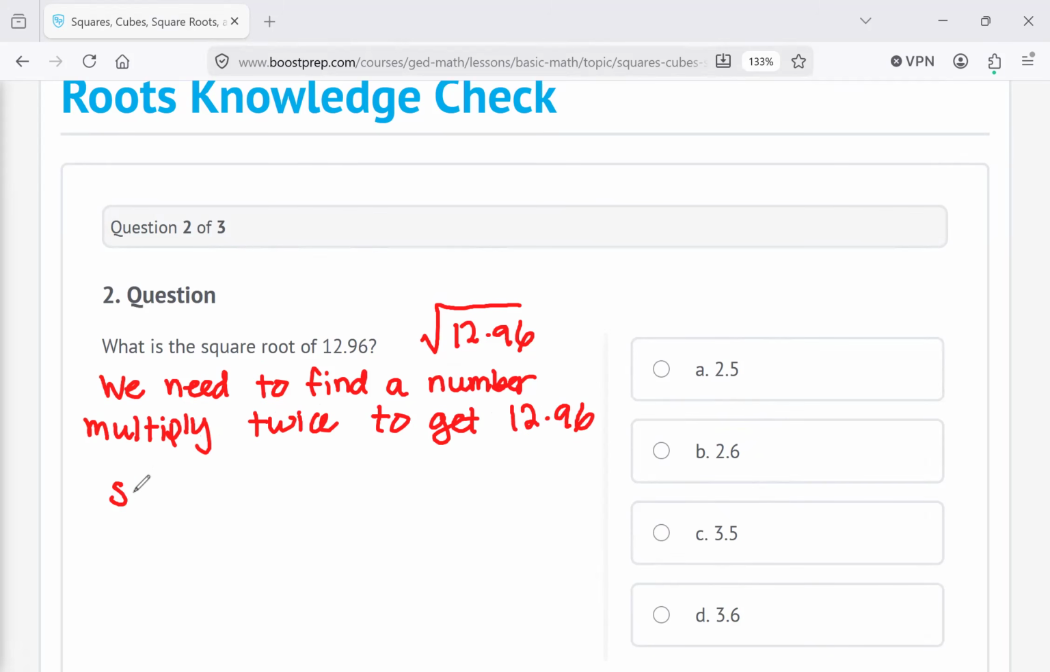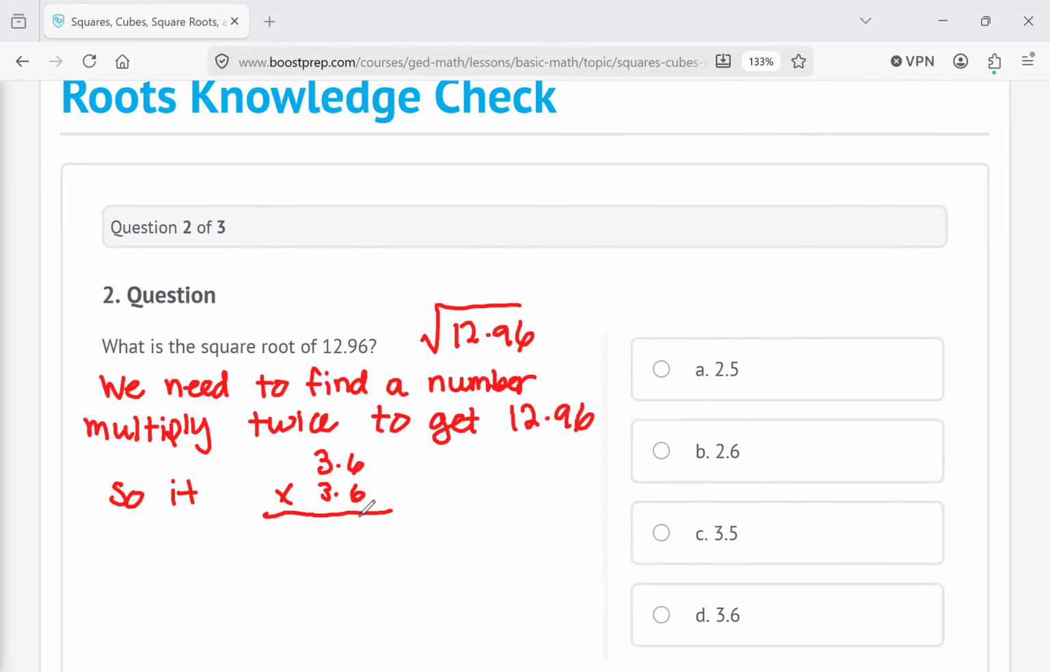If you test each one, it's going to be 3.6. And if you don't believe me, watch. What is 3.6 times 3.6? I'm doing this without a calculator. When you're multiplying decimals, you don't have to line up the decimals. You just have to make sure they're aligned to the right. They're both the same, so it doesn't matter what you put on top or bottom.